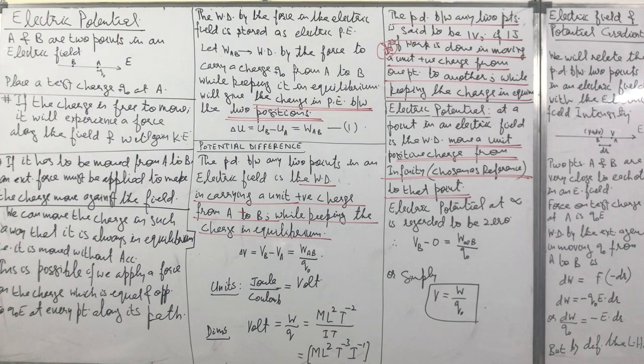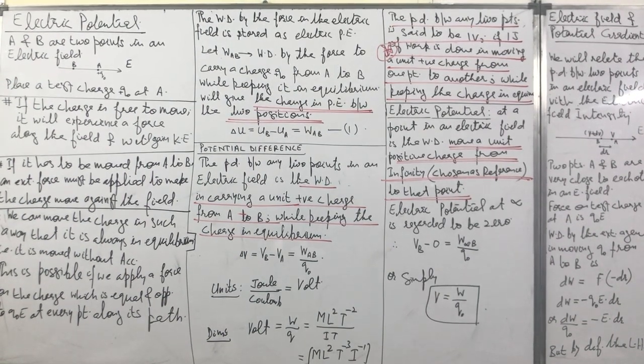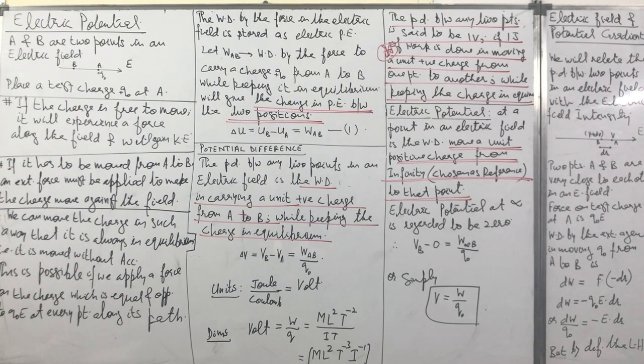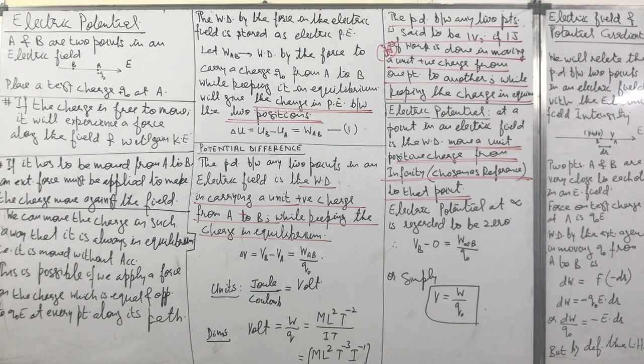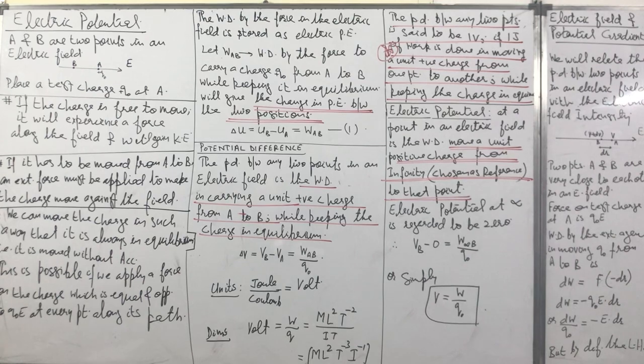We started with the two points A and B in an electric field. We know that any test charge Q0 at A, if it has to be moved from A to B against the field, an external agent must be there. That work done to move the charge from one point to another in an external electric field simply represents the potential energy difference between the two points, UB minus UA.